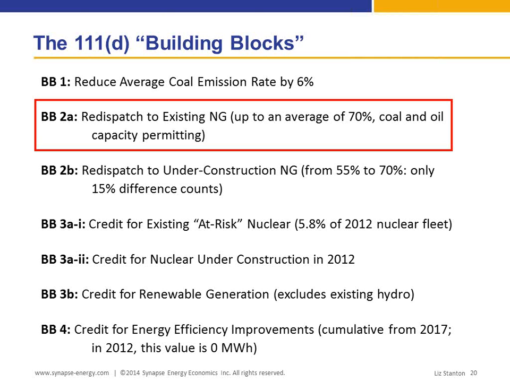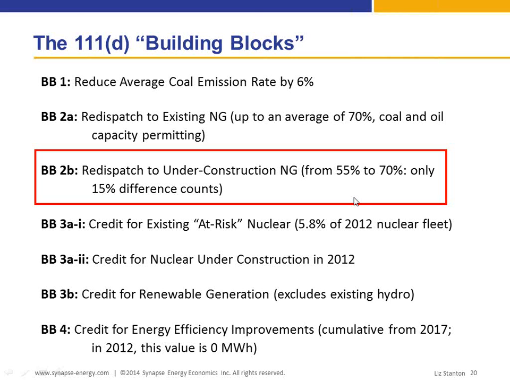So they're not going to increase natural gas running up to 70% of its capacity regardless. It's the same idea for building block 2B. Again, it's redispatch to under construction natural gas. Now, the natural gas CCs that were under construction in 2012 would fall under the new source performance standard, but that would be up to a 55% capacity factor, using 55% of their possible capacity. If they are redispatched to use still more, up to 70%, then that 15% difference is used towards setting targets and could be used towards compliance.